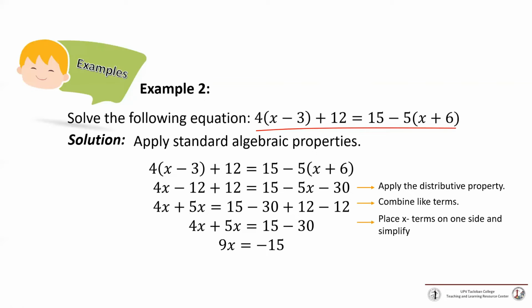And then 4x plus 5x is equal to 9x. And 15 minus 30 is equal to negative 15. That's why we have 9x is equal to negative 15. And then to solve for x, we multiply both sides by 1 over 9, the reciprocal of 9. So we have x is equal to negative 15 over 9. And then if we reduce this to the lowest terms, we have negative 5 over 3.